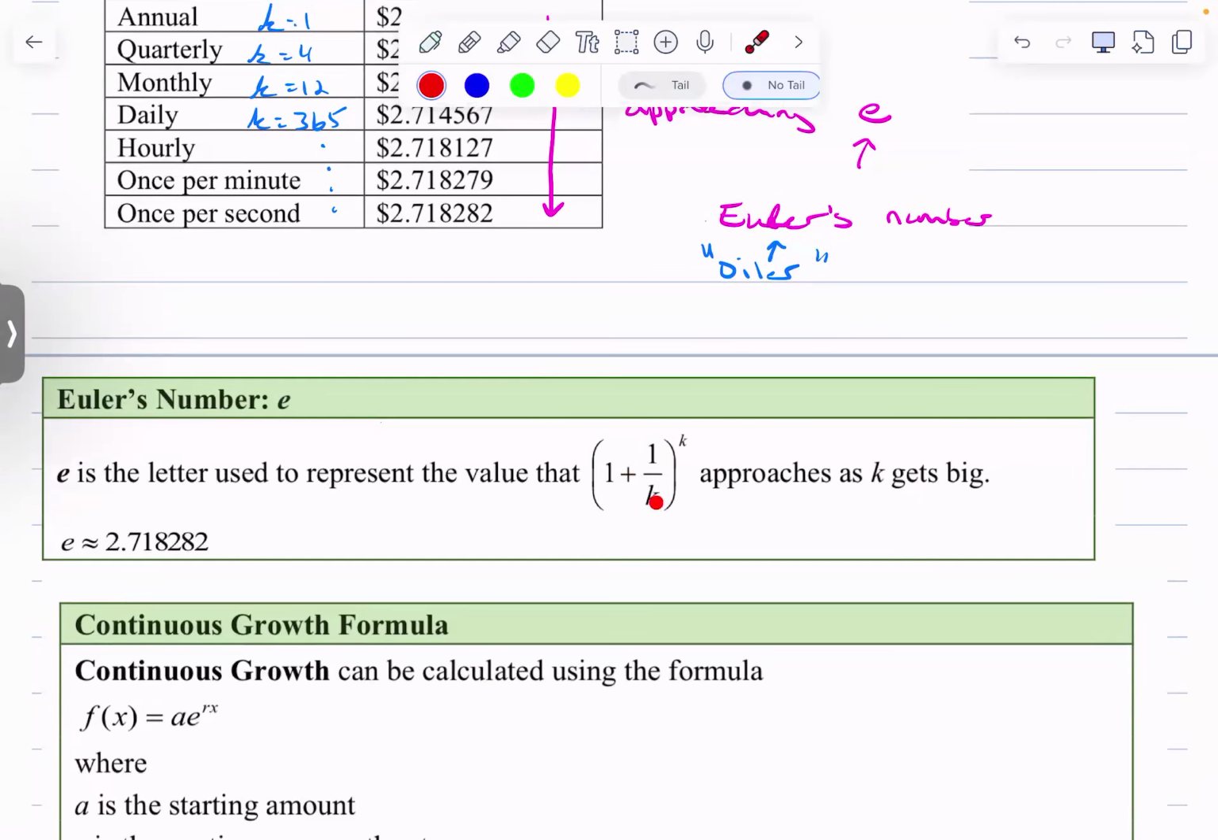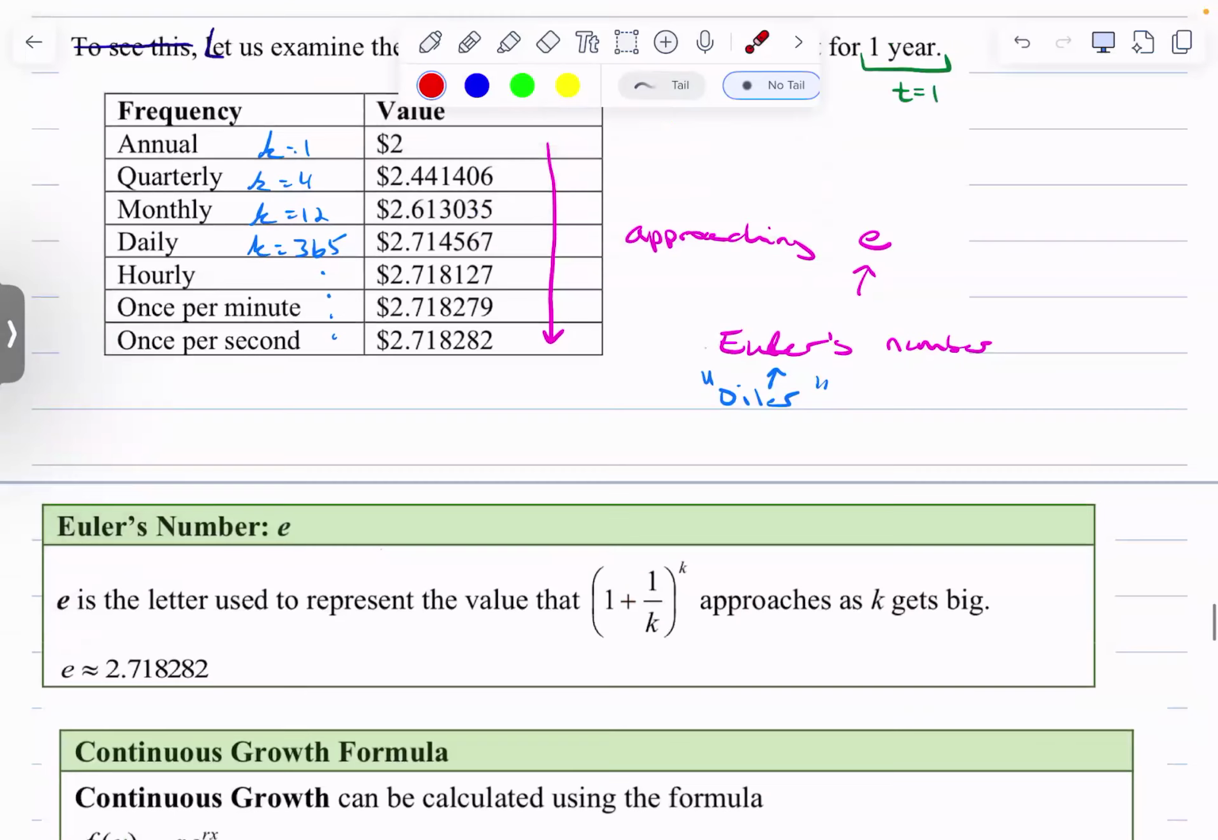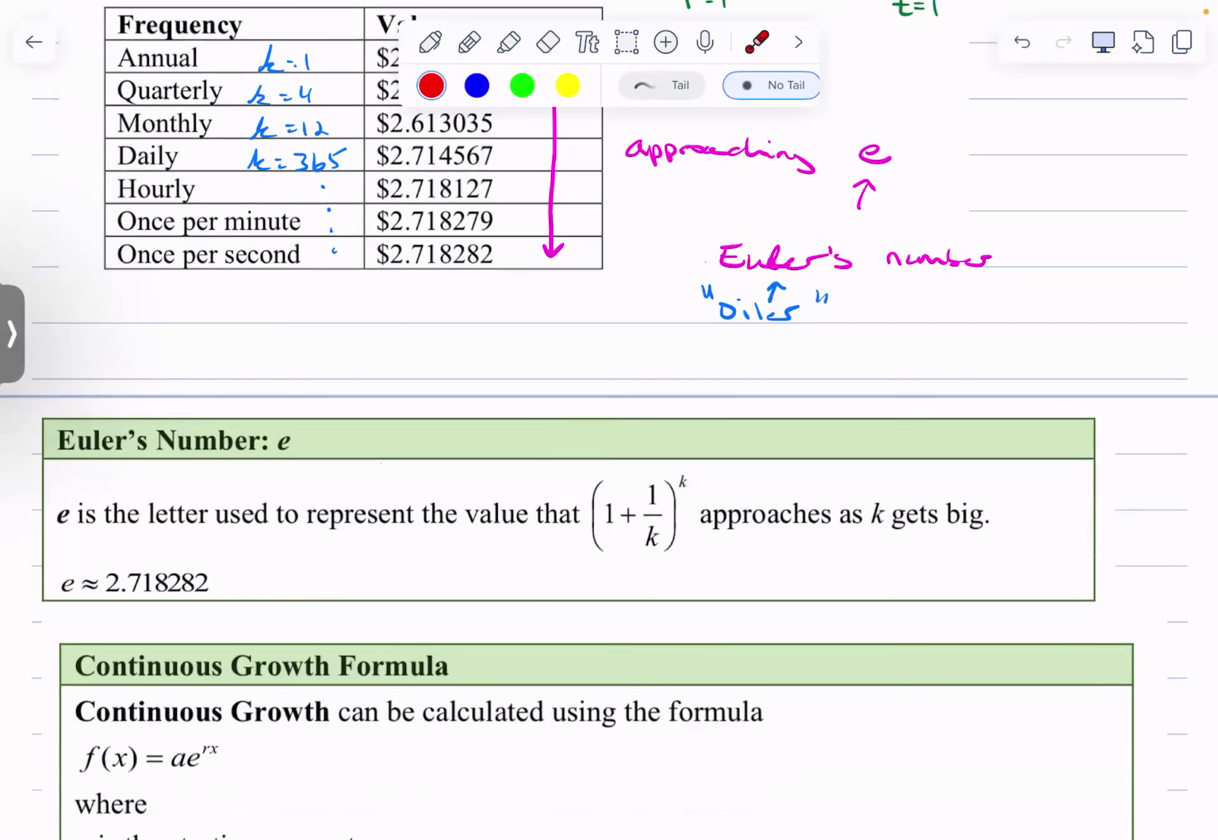Now, as we break down K on smaller and smaller intervals, K is 1, 4, 12, 365, and then even bigger and bigger. What's happening is we start to slow down at E, which is just like pi, an irrational number, so it keeps going forever and ever.